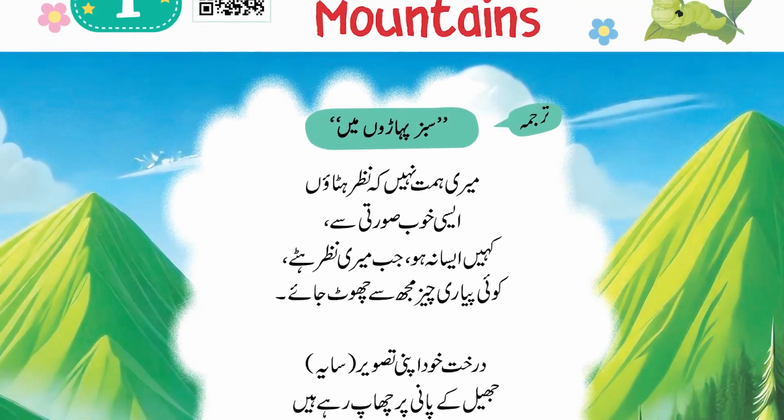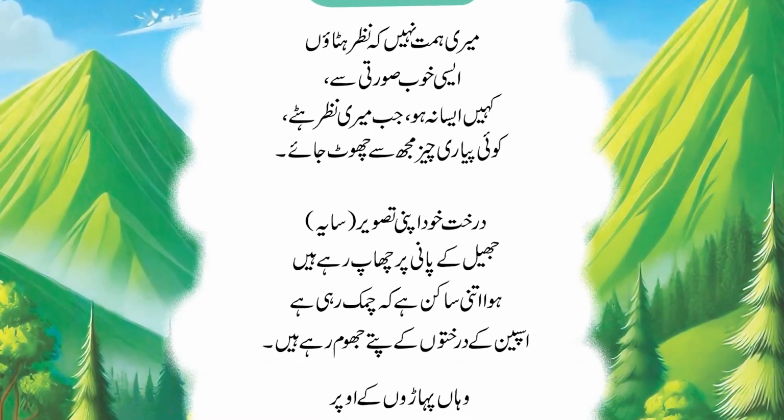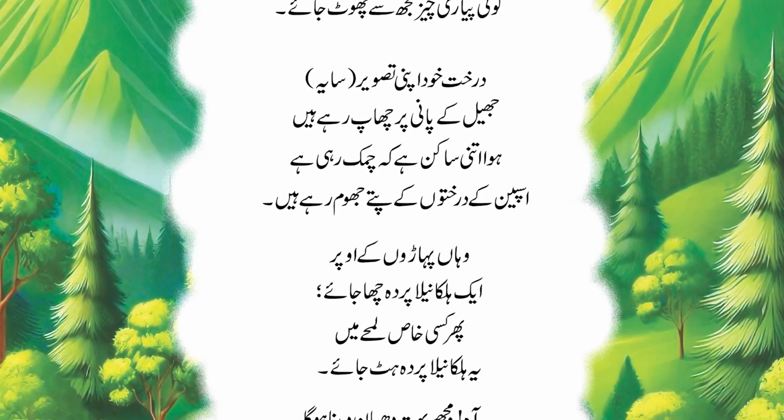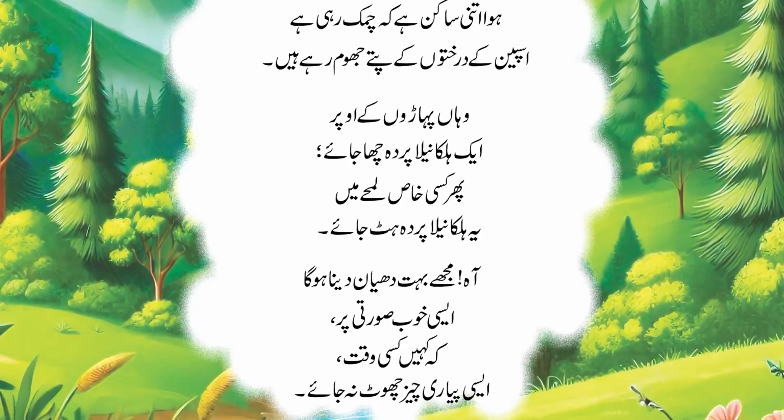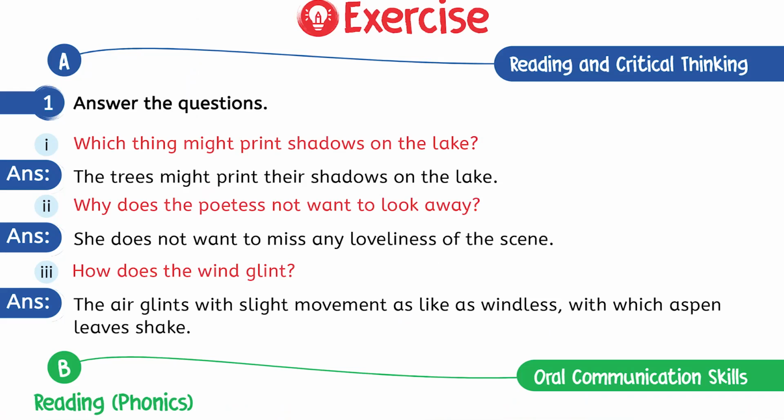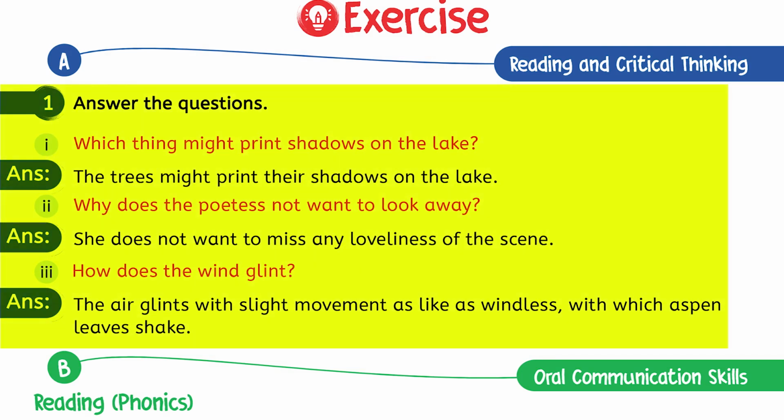तो आज हम चैप्टर नंबर 1 इन द ग्रीन माउंटेन्स जो कि एक पोम है उसकी एक्सरसाइज सॉल्व करने जा रहे हैं. So if you see the exercise, the first question we have is the comprehension based question where we have to answer some of the questions. So there are 3 questions mentioned in this particular section.